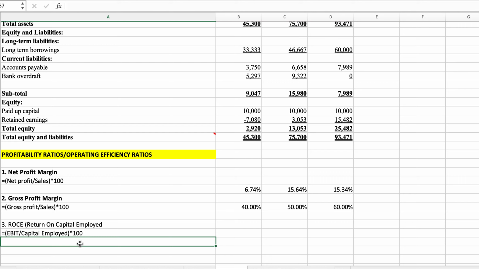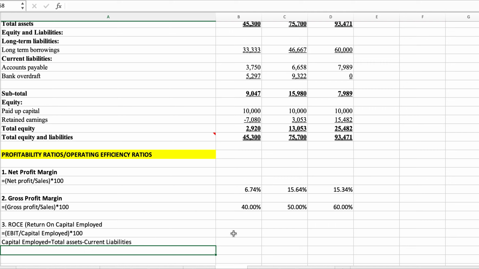One might ask himself or herself, and how do you get capital employed? Capital employed is given by net assets, or total assets minus current liabilities. Total assets minus current liabilities.